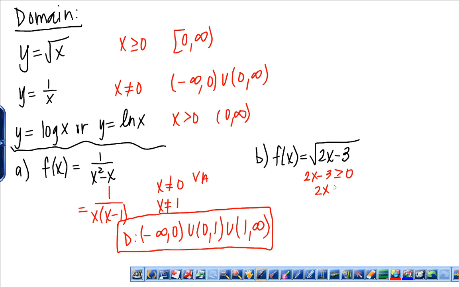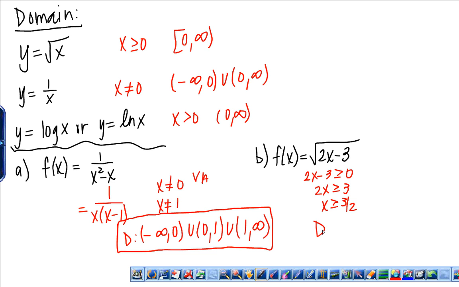So this should give me my answer that will make this false, basically. So x has to be greater than or equal to 3/2. Okay? Any number that's greater than or equal to 3/2 will make this problem okay. If I go less than that, then I'm going to have a negative number underneath my square root, and that's going to give you an imaginary number, if y'all remember that.